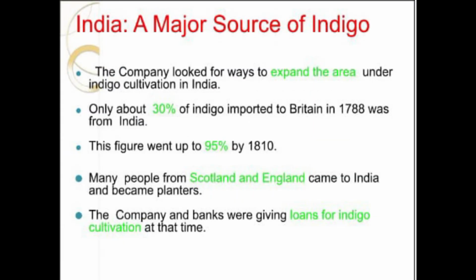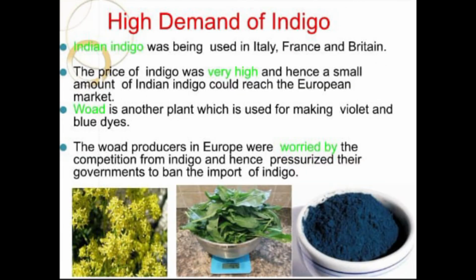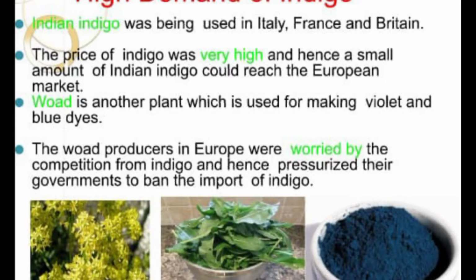So the company looked for ways to expand this area. They just wanted to increase the cultivation of indigo so that it fulfills their demand. So there was high demand for indigo. The Indian indigo was being used in Italy, France, Britain. The price of indigo was very high. Hence, a small amount of Indian indigo could reach the European market.